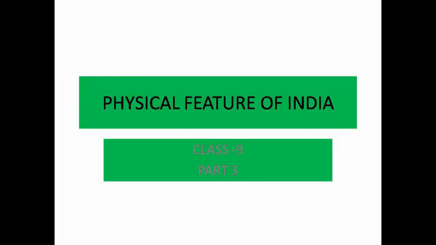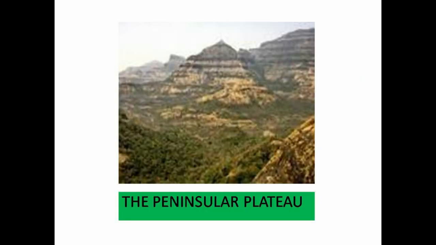Good morning, class 9. Welcome to the third part of the chapter Physical Features of India. In part 2, we studied about the Himalayan mountains and the northern plain. In this part, we are going to study about the Peninsular Plateau and the Great Indian Desert. So let's start. Let's take the Peninsular Plateau first.